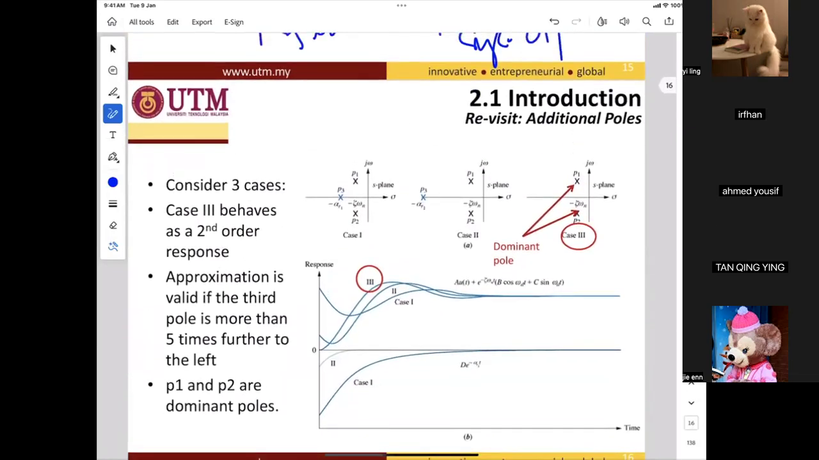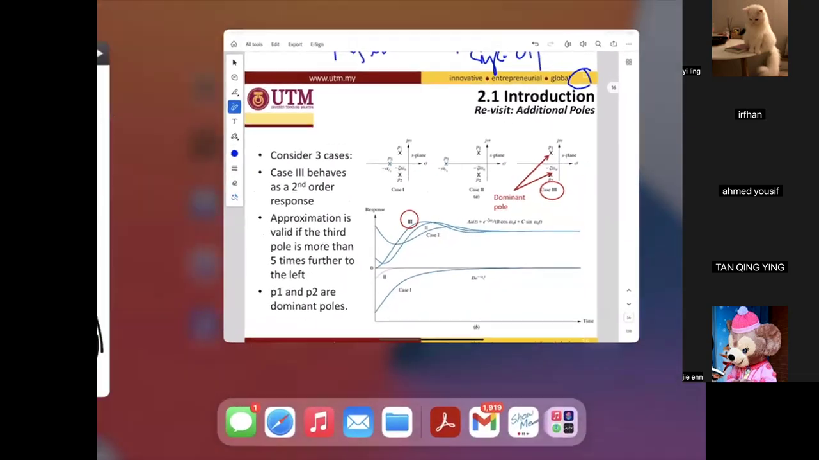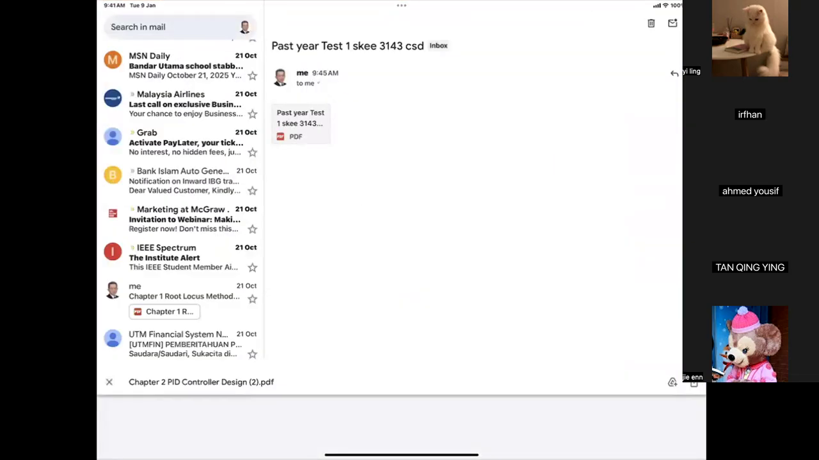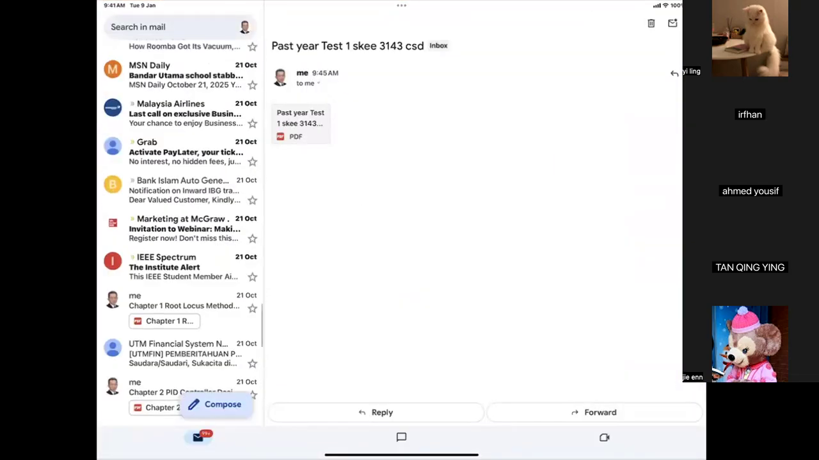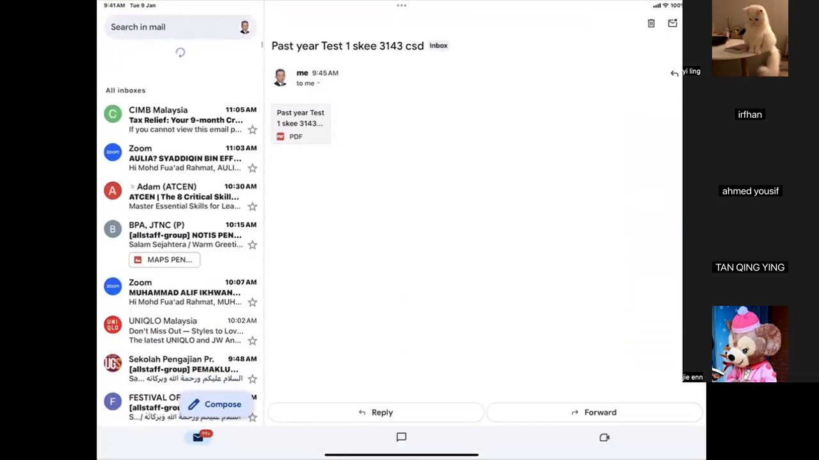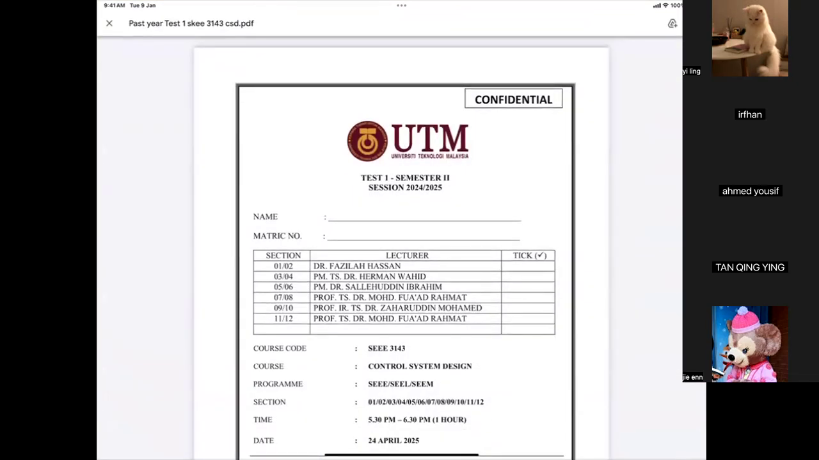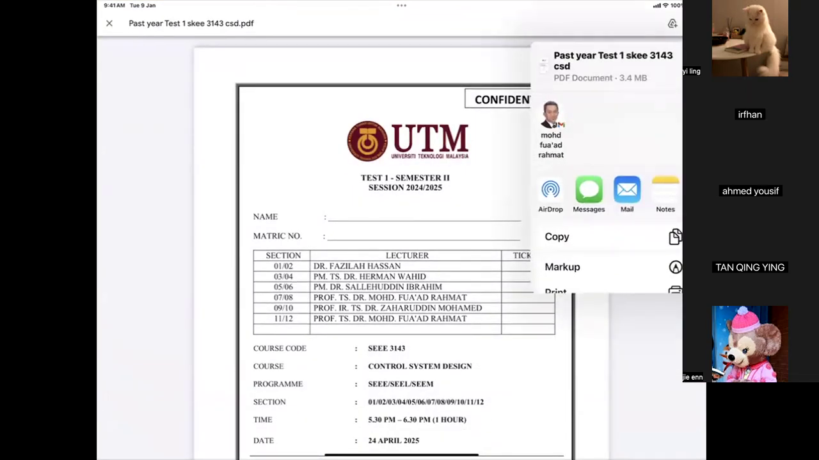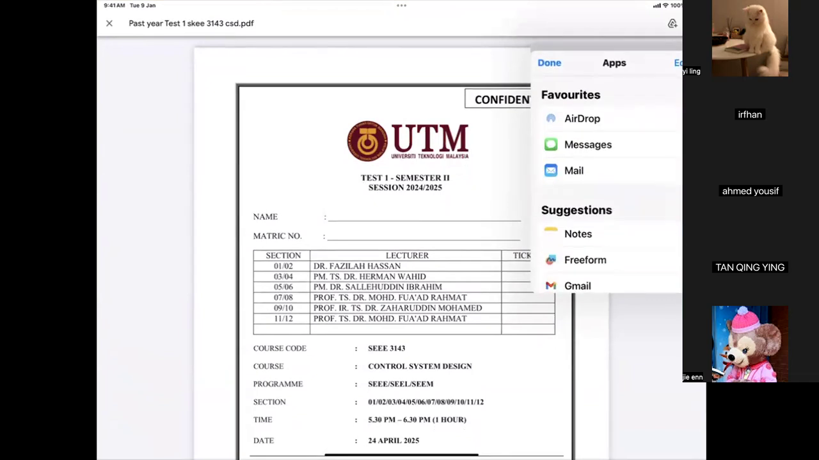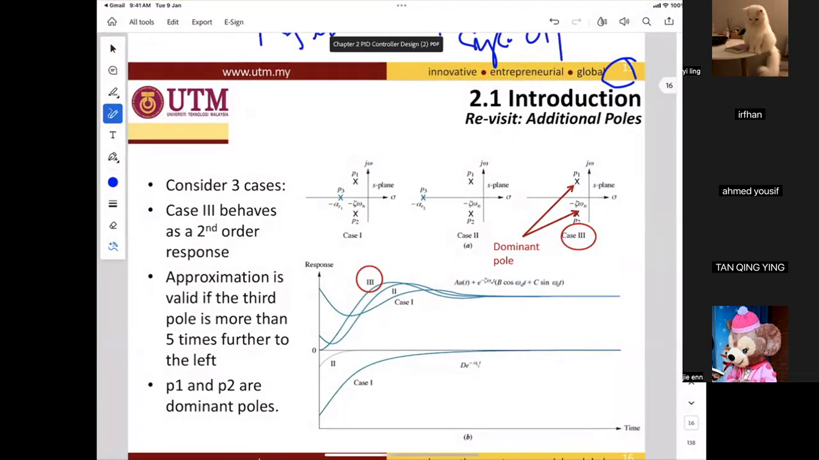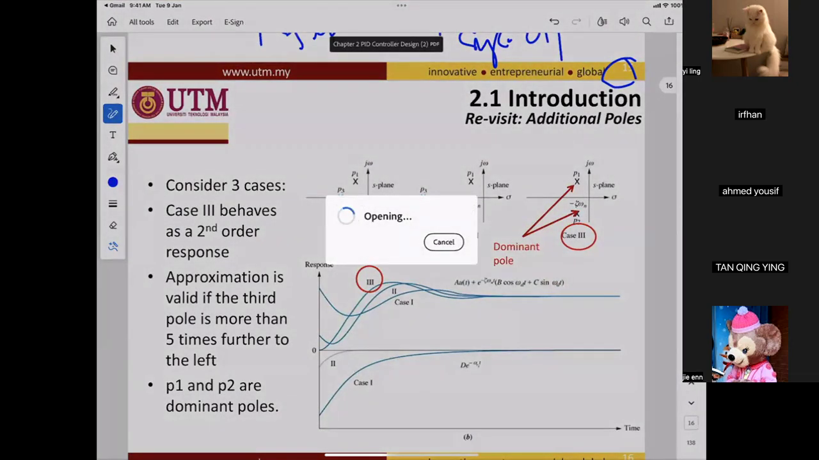Okay, we stop here. We try to discuss the final exam question, past year test one. I already discussed it with you and gave it to you on WhatsApp. We continue the lecture next week, but with the time remaining now, we try to do some revision for past year test one.